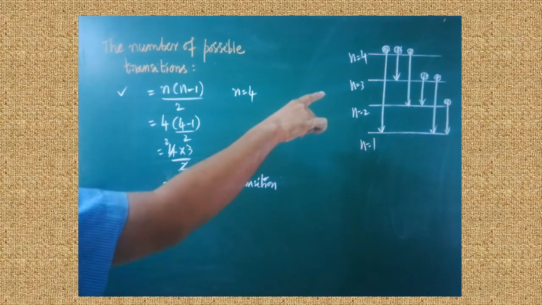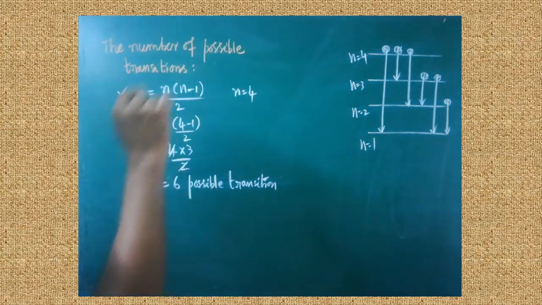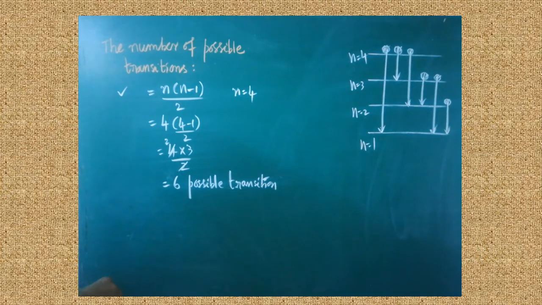That one is shown in the form of the clear energy level diagram. So both are similar. It depends on the n value; the number of possible transitions will vary. For that we have to use the permutation combination formulas.